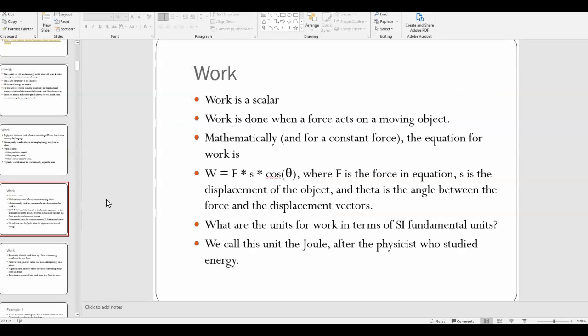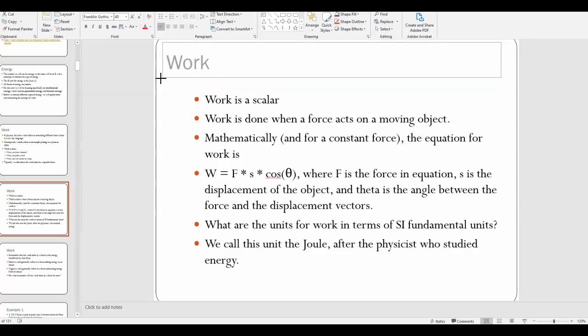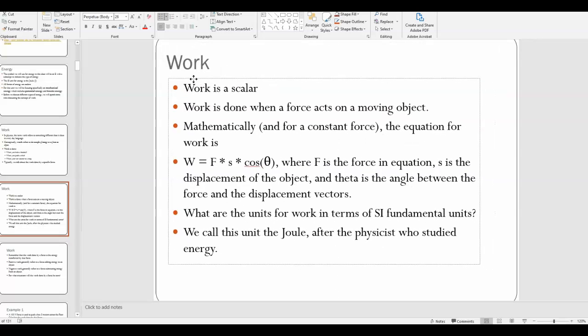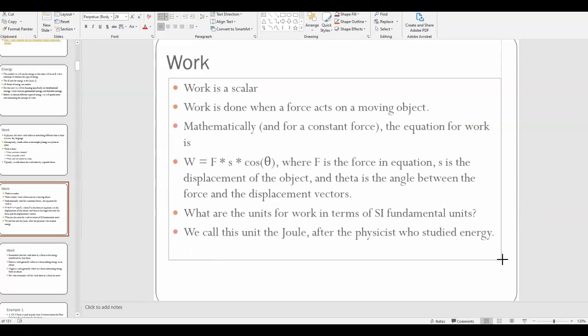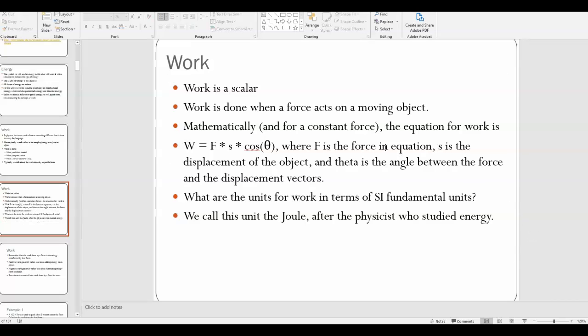Now here are some facts that you just need to know about work. Fact number 1, work is a scalar. Fact number 2, work is done when a force acts on a moving object. Now, there is an equation that we're going to learn for work. Please note that this equation has a limitation. Anytime you're doing anything in physics, you have to understand the limitations of the equation.